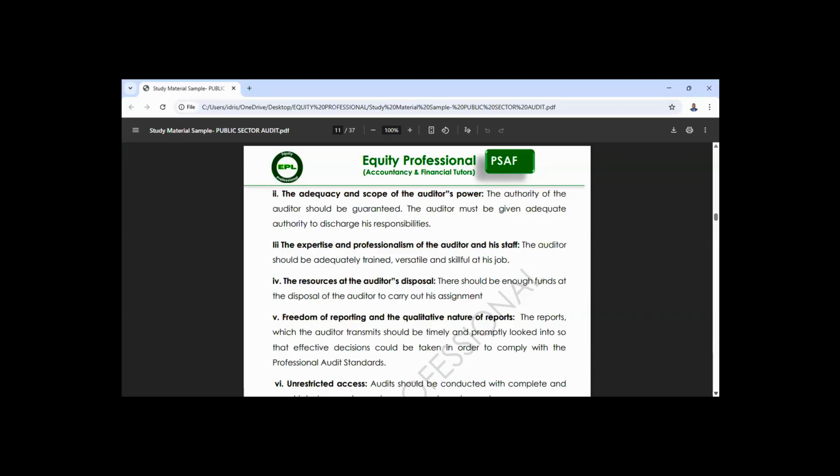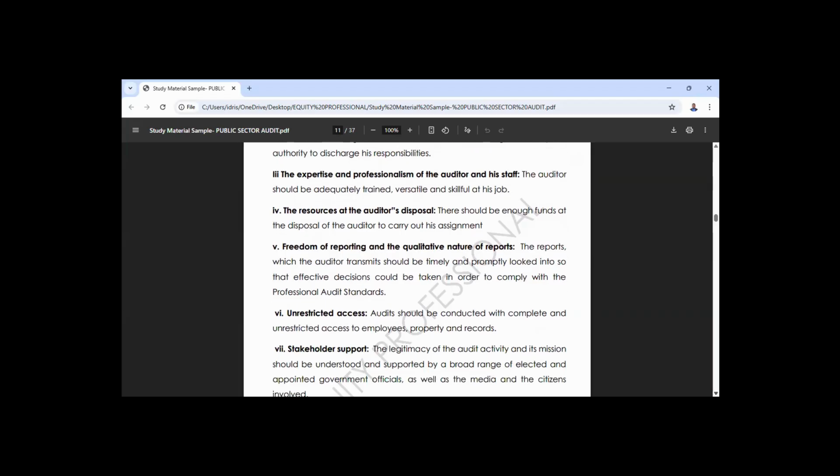We have another one called the resources at the auditor's disposal. The resources at the auditor's disposal also will contribute to an effective value for money audit.